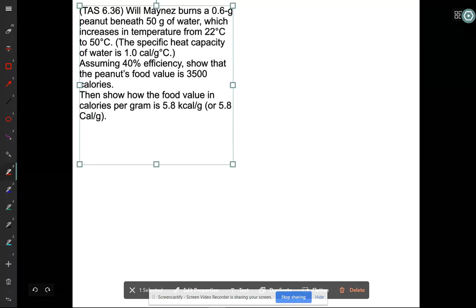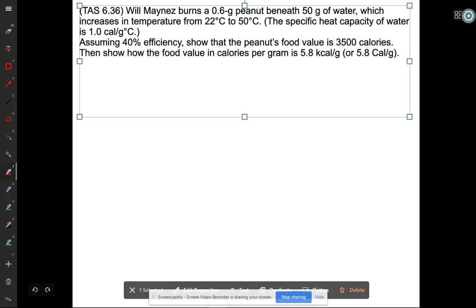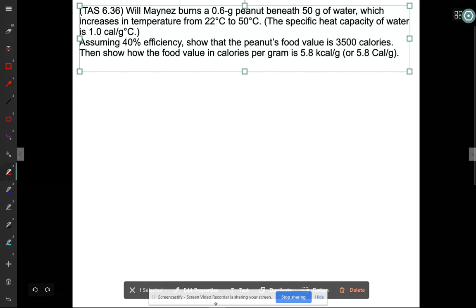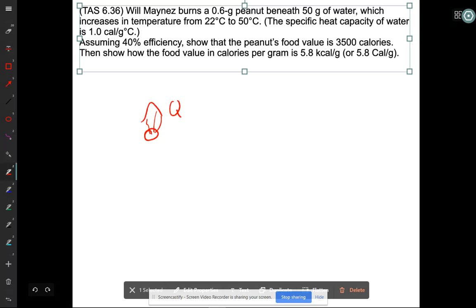All right, so here's the problem. It doesn't have the A and B. We got all the numbers. So what we have is, here's the peanut. We burn it, so what happens is the heat comes off. Q is actually the symbol for heat. I don't think I told you that yet. Q is equal to the heat. And that's what we're actually trying to find, is the heat.